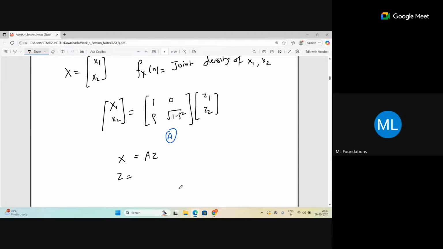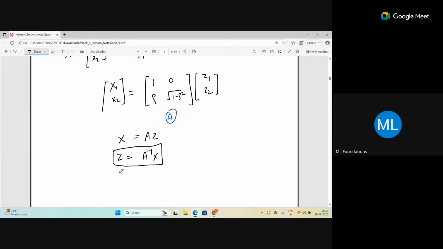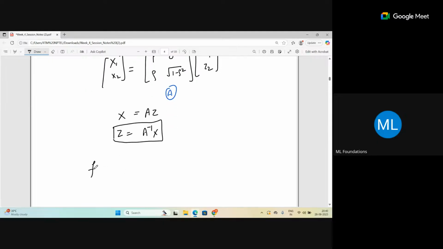Given that A inverse exists, x equals A inverse times z. In that case, what will be the joint density of x? So f_x of x will be 1 upon 2 pi times the square root of the determinant of sigma, and e to the power minus half x transpose sigma inverse x. I think we have derived this equation, right?